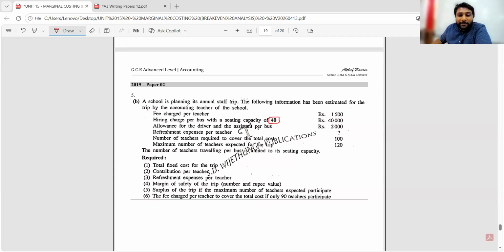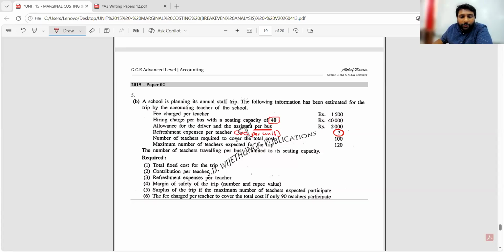Driver and assistant per bus. Underline per bus. Refreshment per teacher not given. So what is this, people? Variable cost per unit. Variable cost per unit not given.